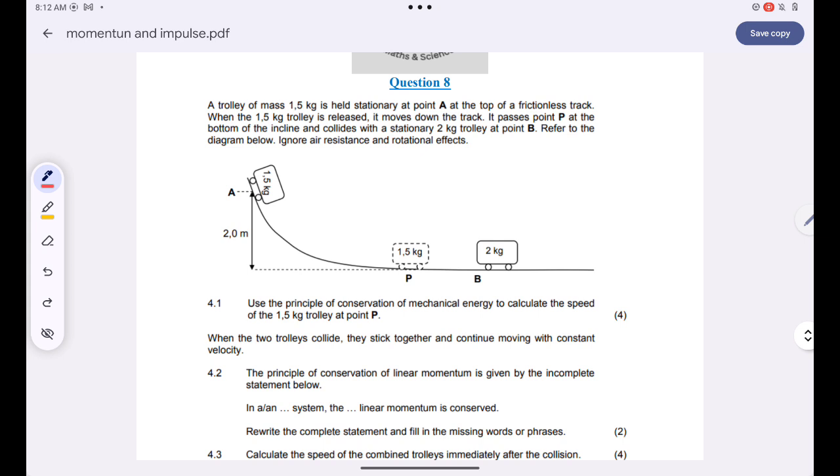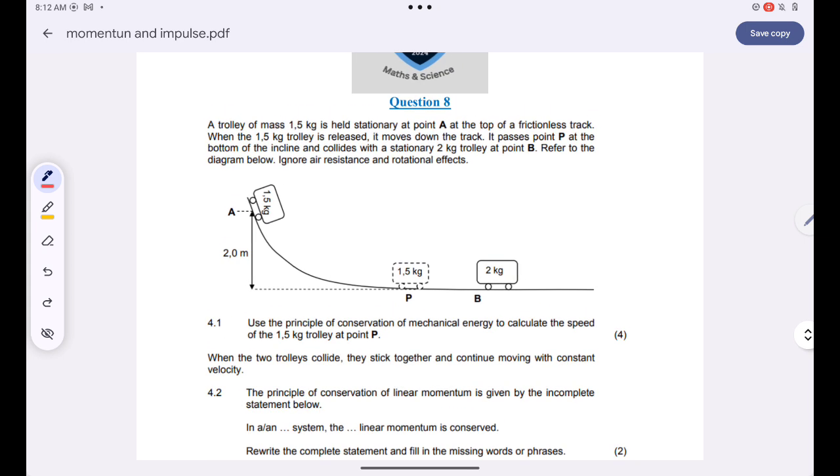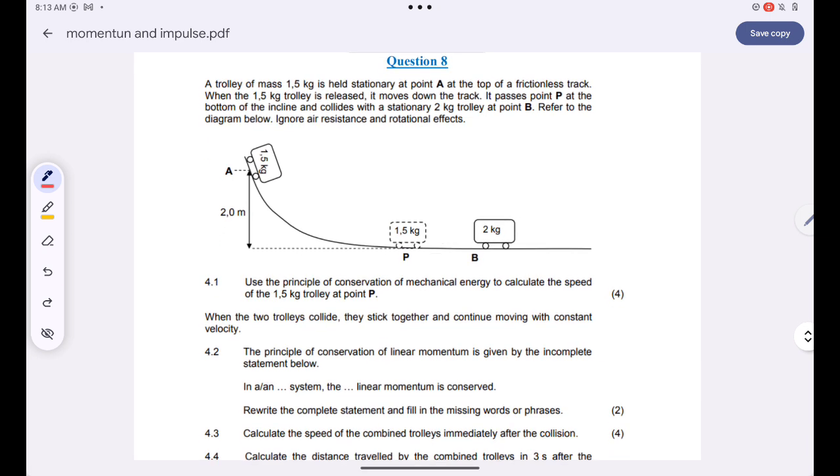Okay, a trolley of mass 1.5 kilograms is held stationary at point A at the top of a frictionless track. When the 1.5 kg trolley is released, it moves down the track. It passes point P at the bottom of the incline and collides with the stationary 2 kg trolley at point B. Refer to the diagram below. Ignore air resistance and rotational effects.